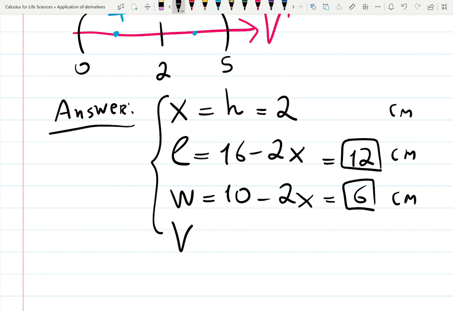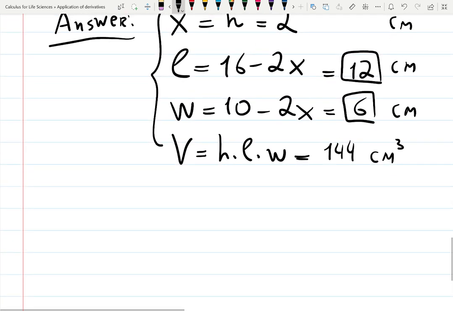And then volume is height times length times width in any order you like. Multiply them out. 12 times 6 times 2, what did you say? 144. Thank you, good job. 144, what is the unit? Cubic centimeters.